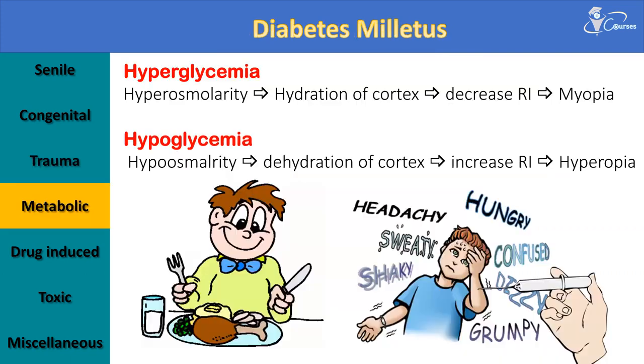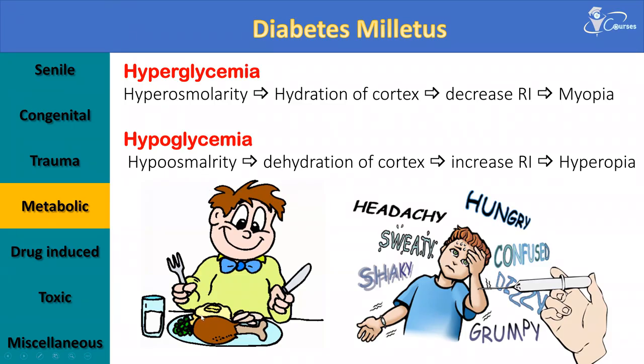Let's now talk about the metabolic causes, starting with diabetes. Diabetes is one of the commonest causes of changes in the refractive error. So how does diabetes affect the lens, and how does it affect the refractive error? Let me explain this to you.